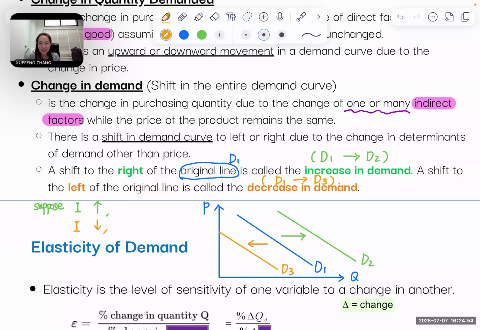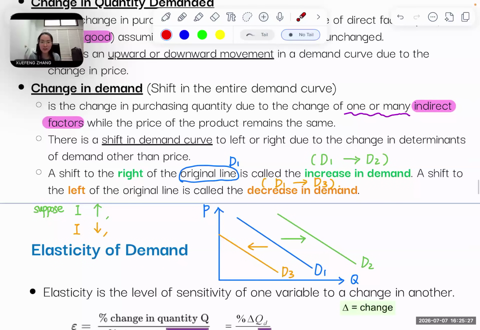So in an exam, if you are asked whether this is an increase or decrease in demand, please check first: did the curve shift right or left? If it shifts right, it means increase. If it shifts left, it means decrease. Don't confuse this with quantity demanded. They are different concepts and different vocabularies.